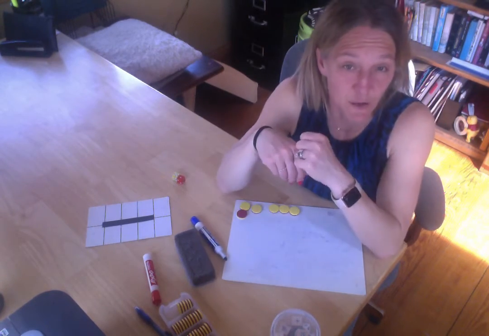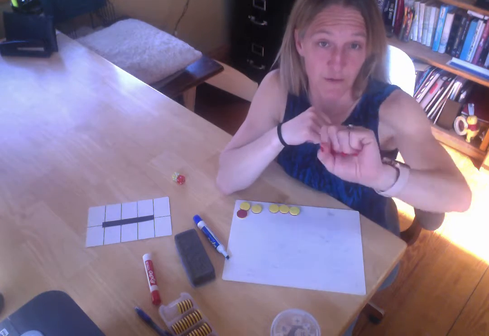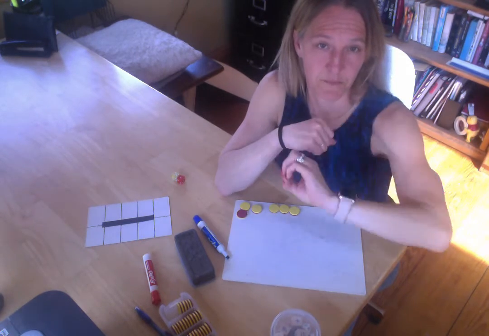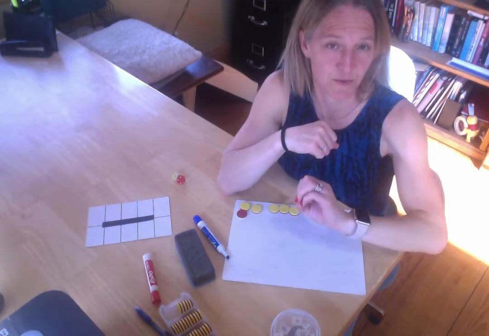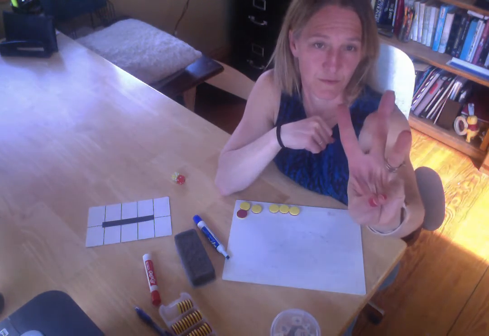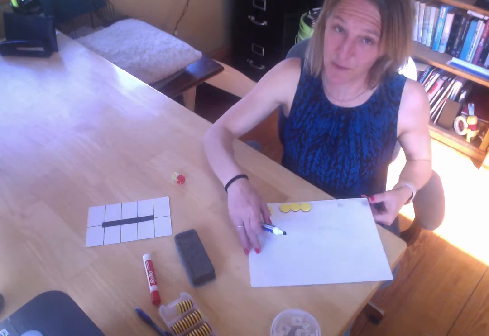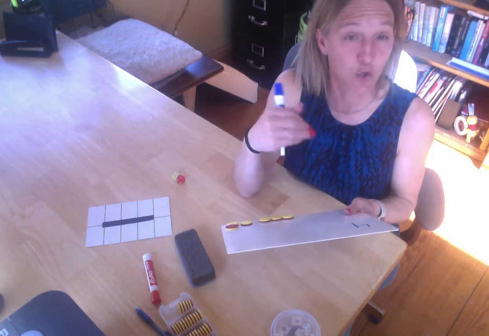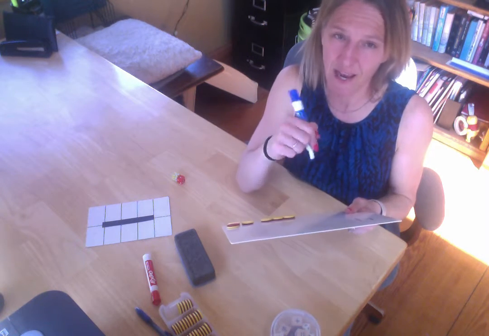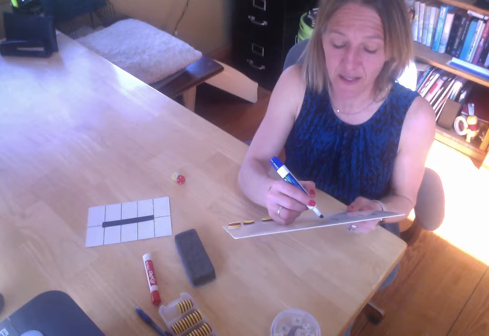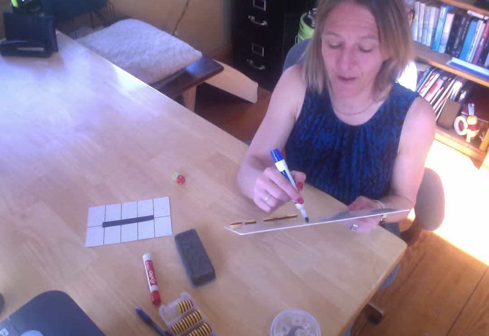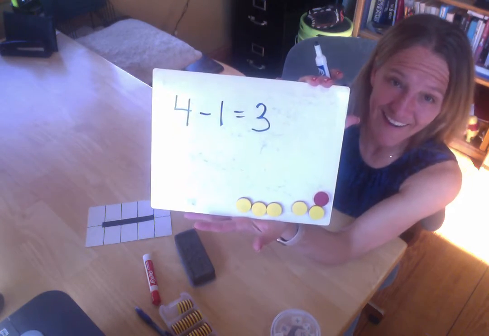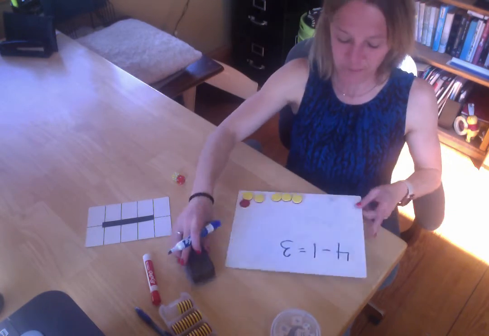I am going to do one on my fingers. You tell me what you want me to write on my board. Are you ready? Okay. What did I do? Tell me what you want me to write. 4, I started with 4, and then I took 1 down, so that's going to be minus. How many did I take down? 1. And what was I left with? 3. Did you say, Miss Davidson, write 4 minus 1 equals 3? I hope so. Good job.